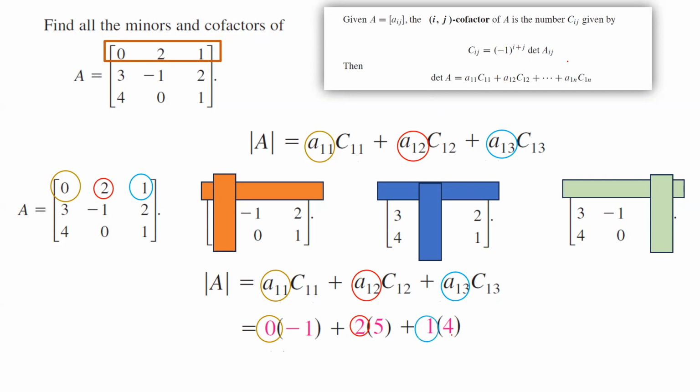If you do the algebra, it is equal to 14. So the determinant of this matrix is 14. Please note that you could expand with respect to the second row, with respect to the third row, or you could expand using any columns here as well. The final answer is going to be the same.